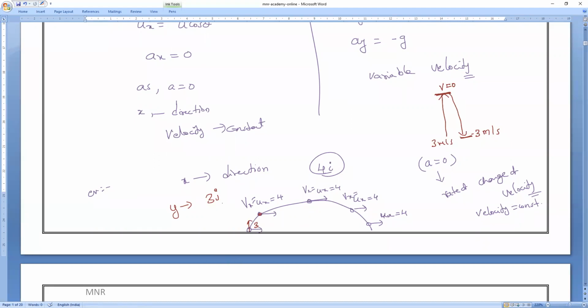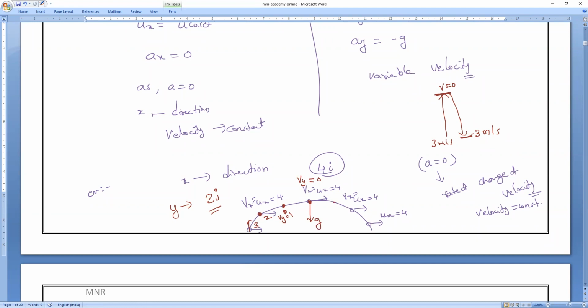So now I have thrown the body with 3 meter per second. After reaching this position, maybe it becomes 2. After reaching this position, maybe it becomes 1. That is Vy. So Vy is equal to 1. Once it reaches the maximum height, then at this point, Vy will become what, everybody? 0. Understand? Vy is equal to 0.